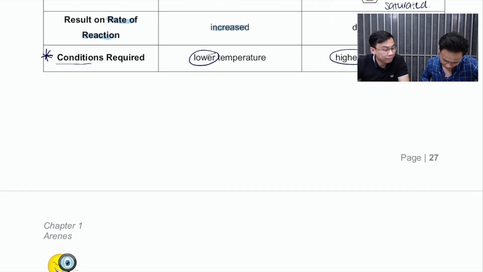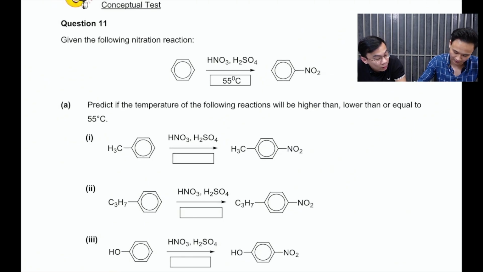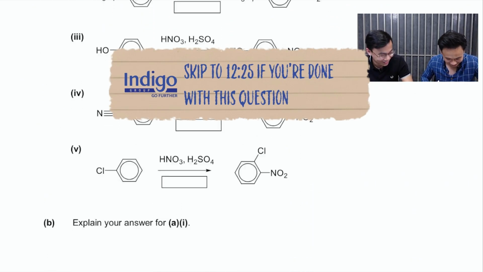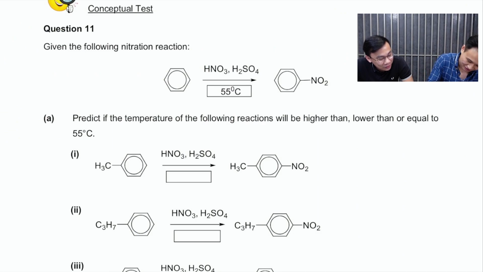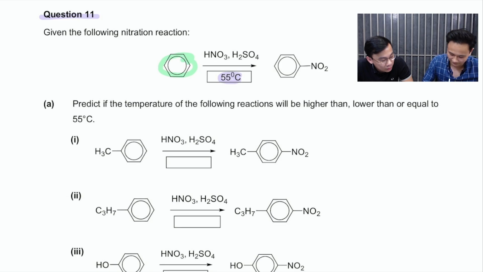Okay. Now, this is where we move on. Yap Chen, you are going to do this with me, and guys, do this as well with me. So, Yap Chen, you're going to tell me, right? We have a lot of questions. Yes, there's a lot of parts here. Brace yourself. So, question 11, we have given the following nitration reaction, plain old boring benzene here, and I just want you guys to focus on the temperature here, 55 degrees. Predict if the temperature of the following reactions will be higher than, so I'm going to use inequalities, lower than or equal to 55 degrees.